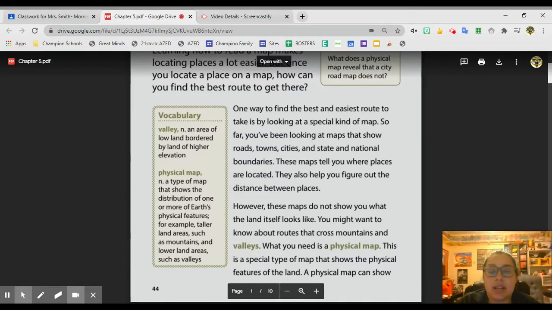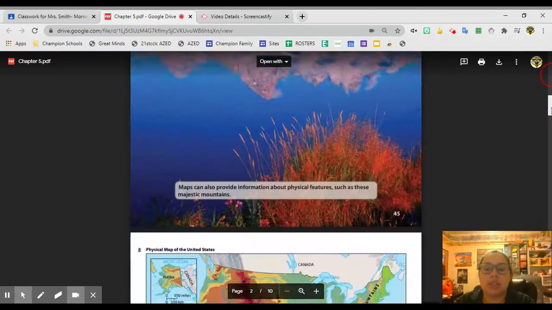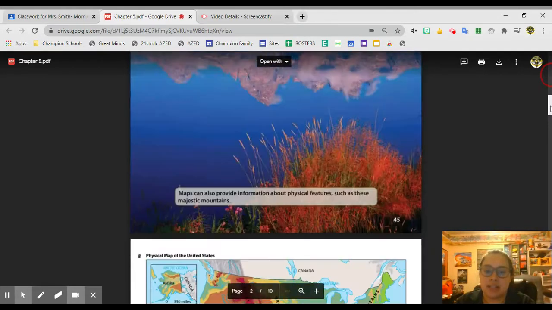A valley is an area of low land bordered by land of higher elevation. A physical map is a type of map that shows the distribution of one or more of Earth's physical features. For example, taller land areas, such as mountains, and lower land areas, such as valleys. A physical map can show you things like hills, mountains, and valleys.